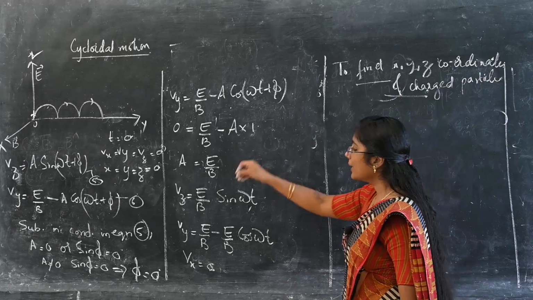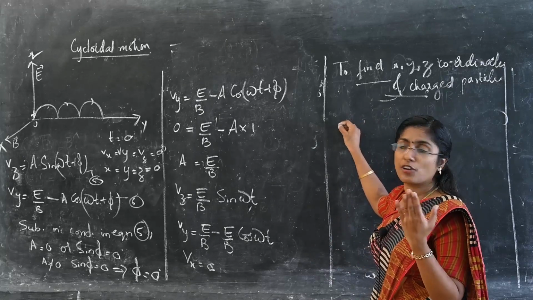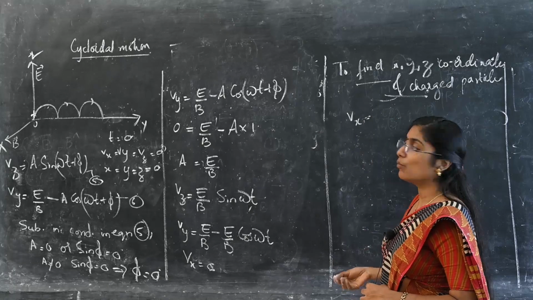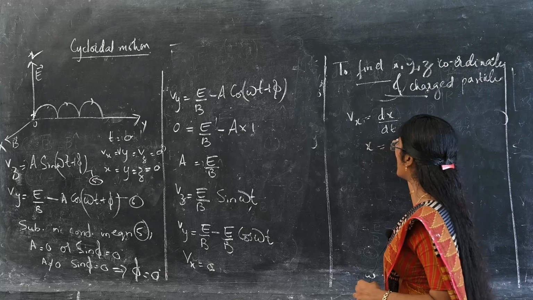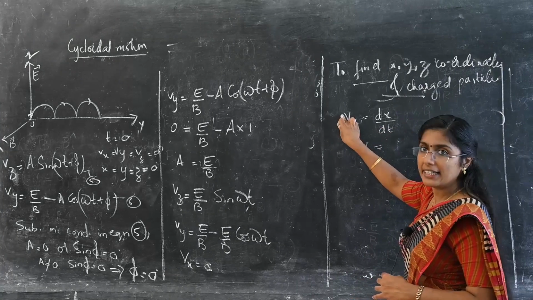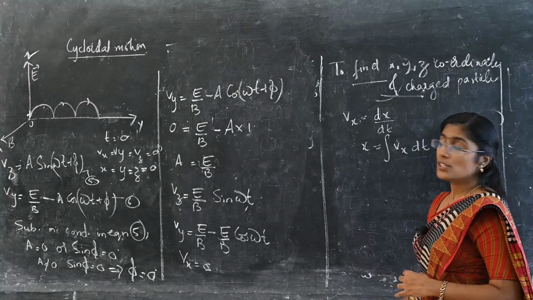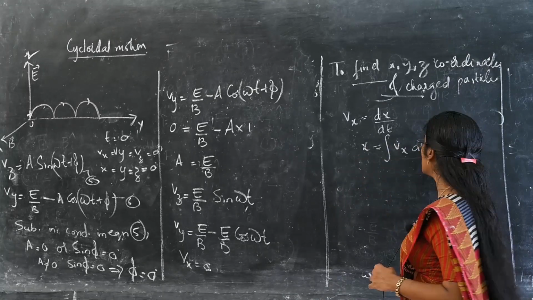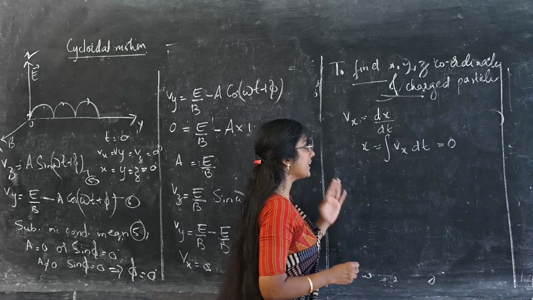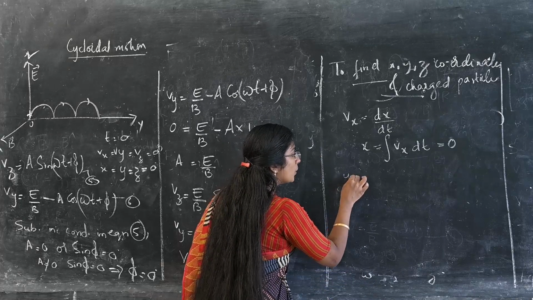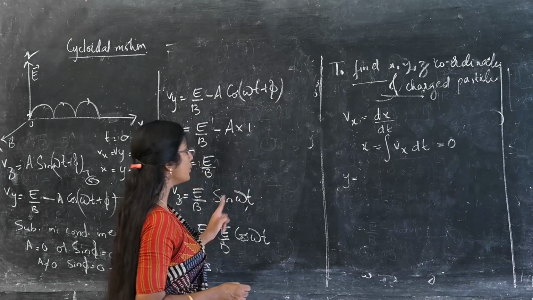Okay. So to get the x coordinate, what do I do? What do you do to get the equation for a coordinate? So we know the equation V is equal to dx by dt, or x is equal to Vx into dt, or it is equal to integral Vx dt. So since Vx is equal to 0, x is equal to 0. So x is always equal to 0 in this case. Next I find out y. How do I find out y? I integrate this equation with respect to time.